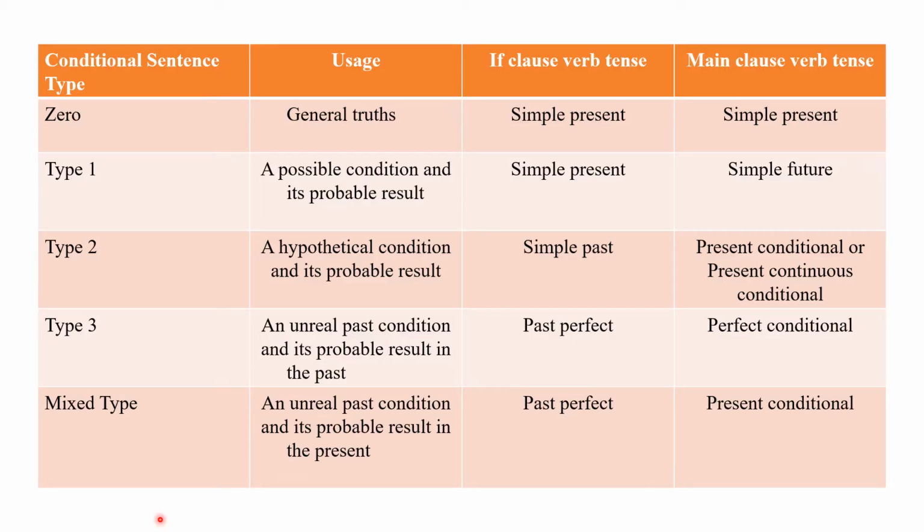There are 5 main ways of constructing conditionals in English. These conditionals are zero conditional, type 1 conditional, type 2 conditional, type 3 conditional, and mixed type conditional. These conditionals are used in different situations and their construction differs: the if clause is in a different verb tense and the main clause is in a different verb tense according to the situation in which the conditional is used.